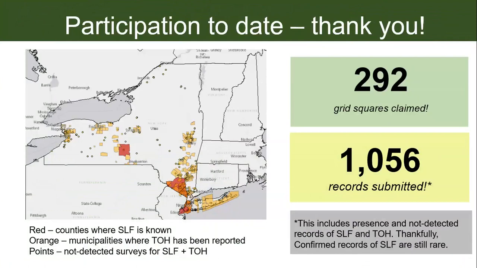We started this project in February, and I wanted to give a brief update of how it's been going so far. Thanks to our many volunteers across the state, almost 300 grid squares have been claimed. We recently surpassed 1,000 records submitted across the state for spotted lanternfly and tree of heaven, and this includes not detected records. On the map, you can see in red where spotted lanternfly is known, but we're very fortunate to have all of these survey efforts outside of the known areas to help us monitor the spread of spotted lanternfly. Thanks so much to everyone who's participated so far.